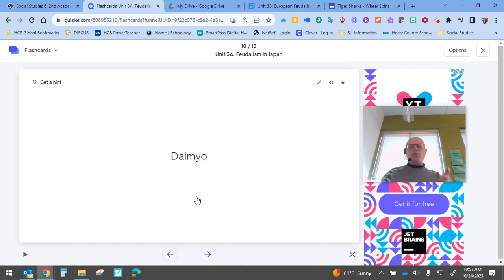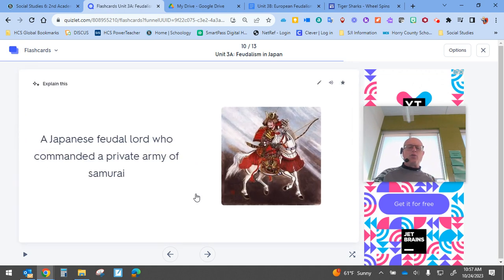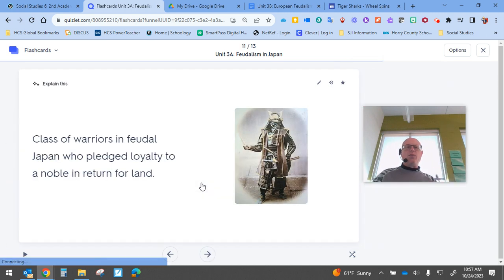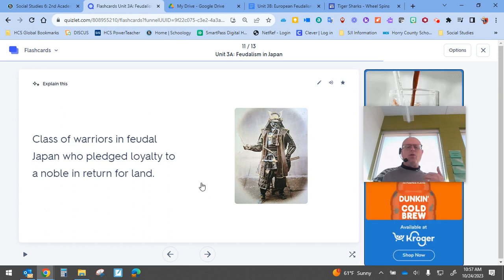Daimyos. Daimyos are the landowners. These guys had a lot of power because they controlled the land. The daimyos hired samurai. The samurai were there to protect the daimyo's land. They were given land by the daimyo, and in return they pledged loyalty and they pledged military protection.